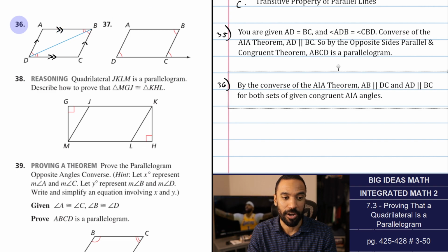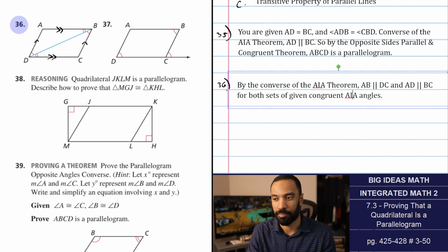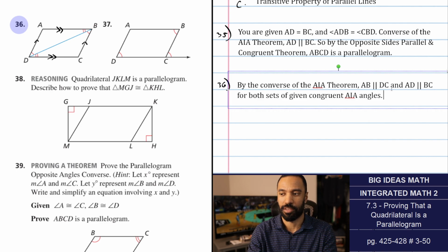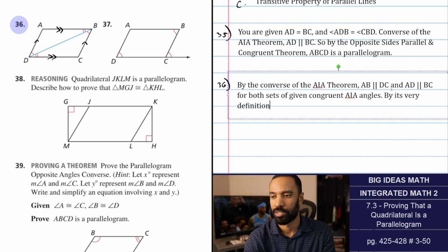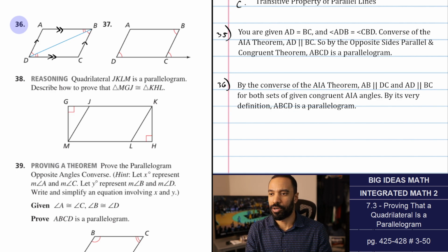By the definition of a parallelogram, ABCD is a parallelogram. This is by definition. You have two sets of parallel sides. By its very definition, ABCD is a parallelogram. Okay, and then number 37.